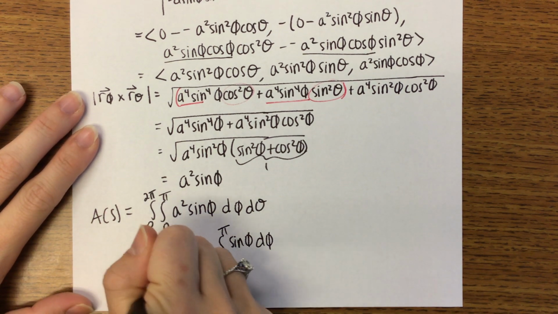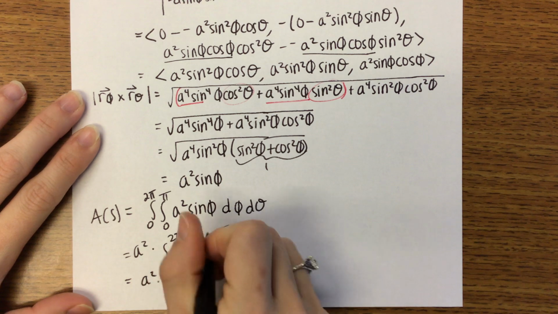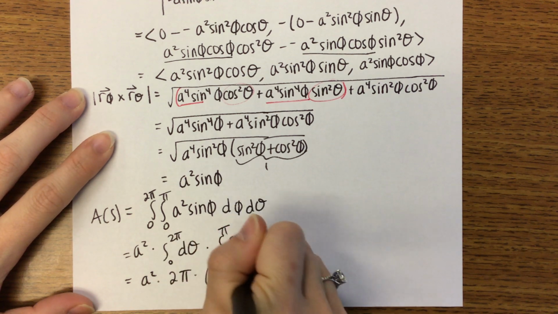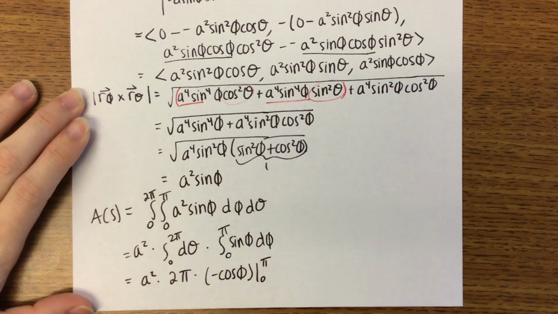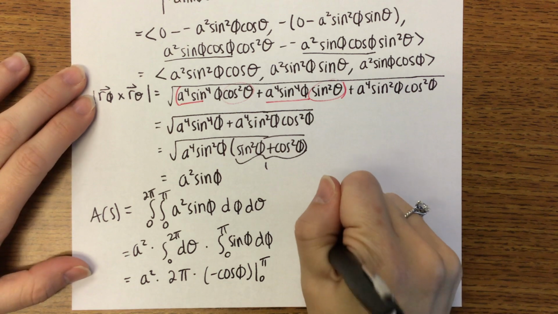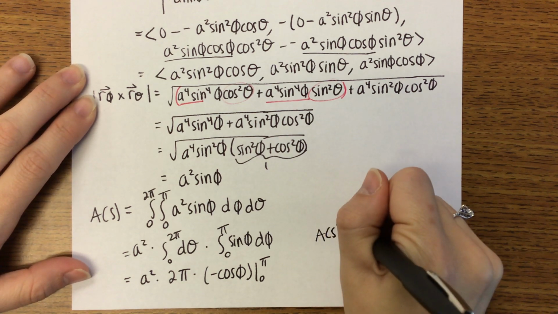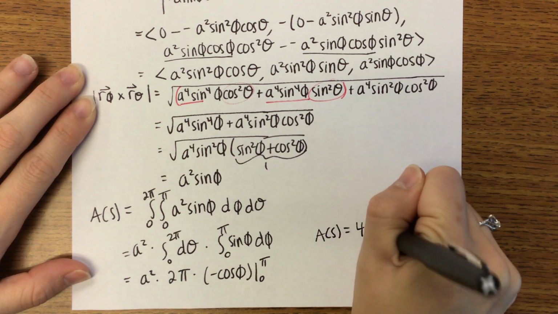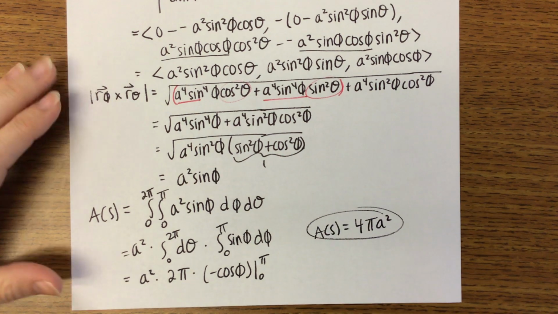Which is going to be a squared times 2 pi. This will be negative cosine of phi from 0 to pi. Hopefully you can tell that that's going to be 2. So our surface area ends up being 4 pi a squared.